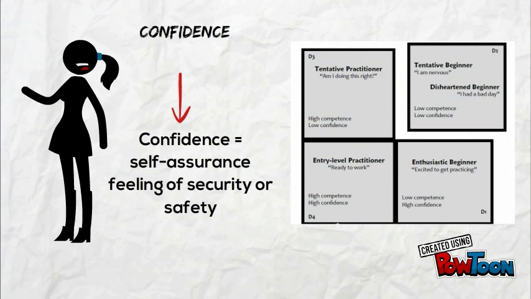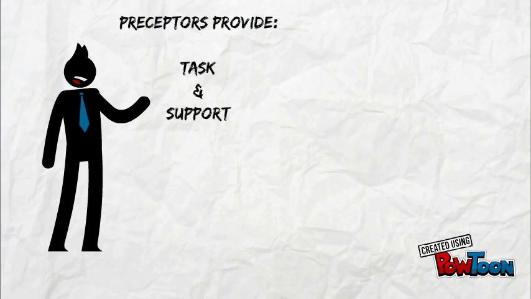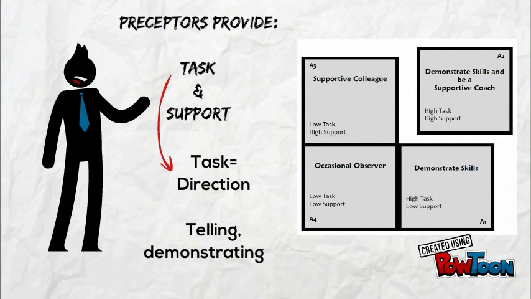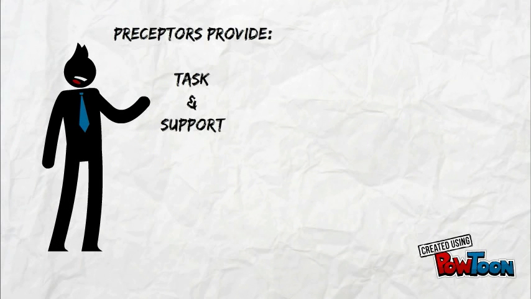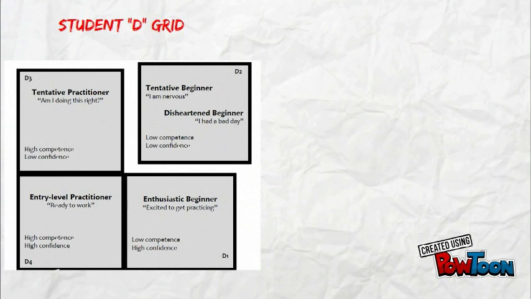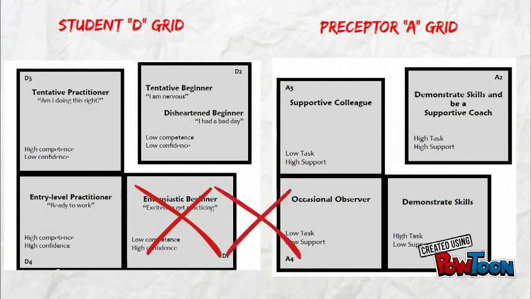The role of the preceptor is to respond to the student's level of competence with task, which is the amount of direction to provide. Direction can be described as telling, demonstrating, or practicing so that the student is able to perform a task or skill to an appropriate level of competence. Preceptors respond to the student's level of confidence with support, which is the social and emotional support that fosters the confidence of the student performing a particular task or skill. In this model, the student expresses his or her level of competence or confidence for a particular skill, and the preceptor adapts how they precept by varying the levels of task and support using the grids shown.